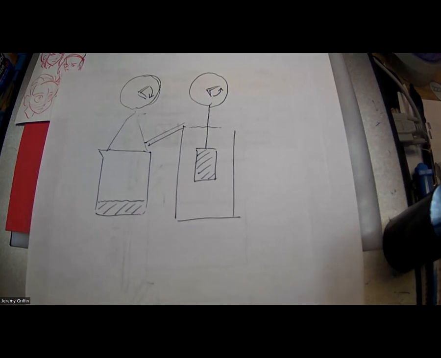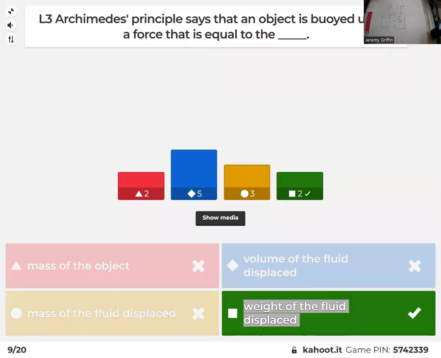The magnitude of the buoyant force is equal to the weight of water displaced. Yep.